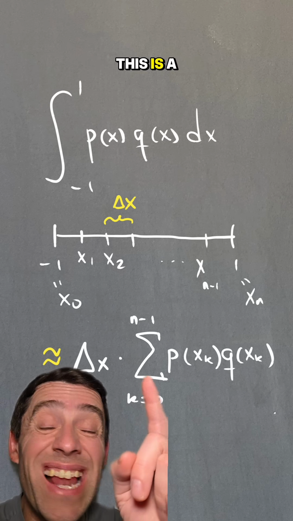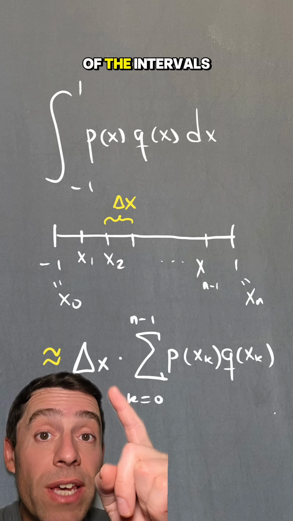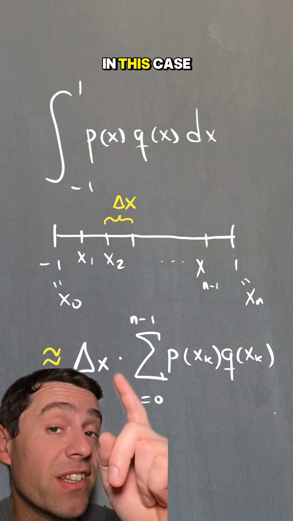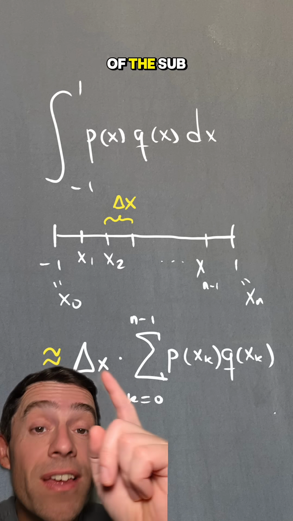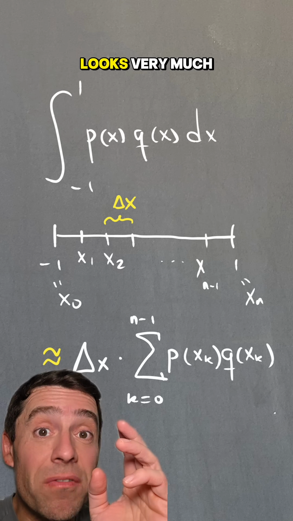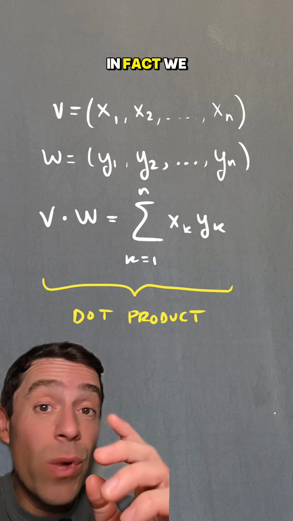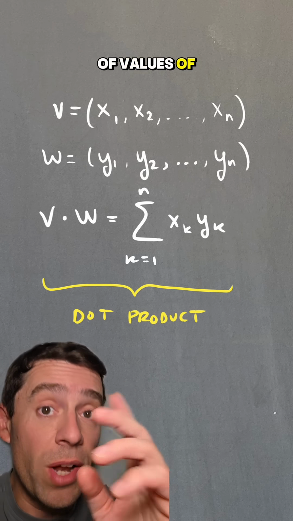This Riemann sum, this is the left-hand side Riemann sum, and it will be the length of the intervals, delta x, times a sum of values of the function, in this case p times q, evaluated at the left-hand side of the subintervals. And that sum right there looks very much like the inner product of two vectors. In fact, we can reinterpret the dot product as if it was a sum of values of some functions.